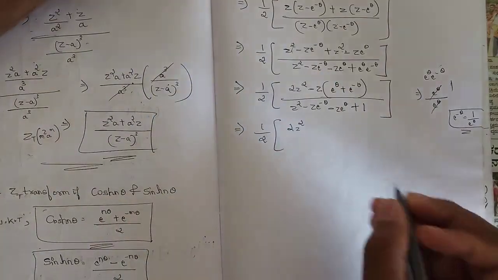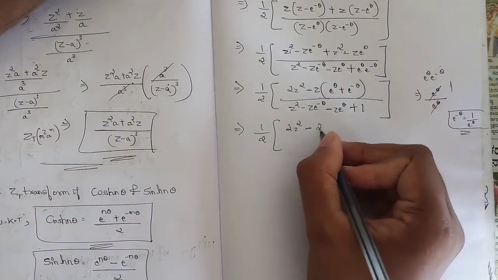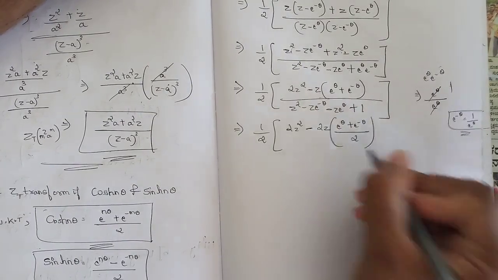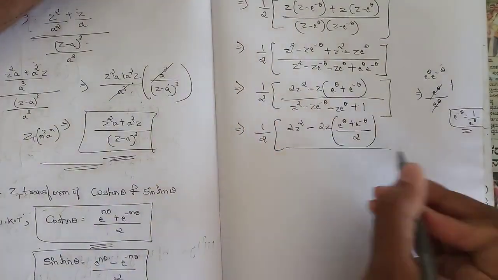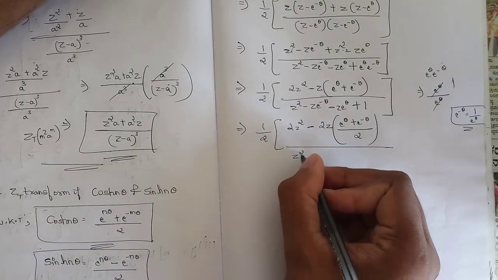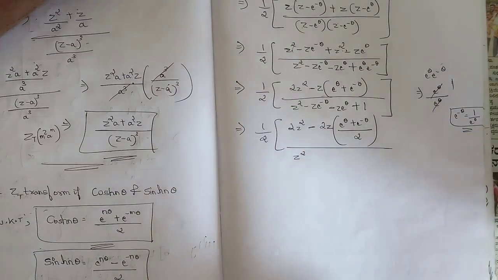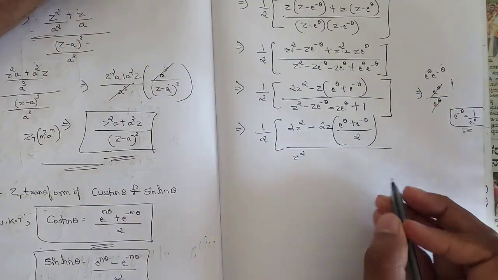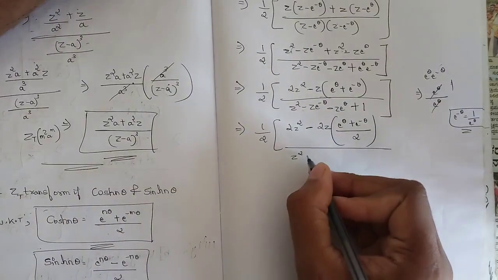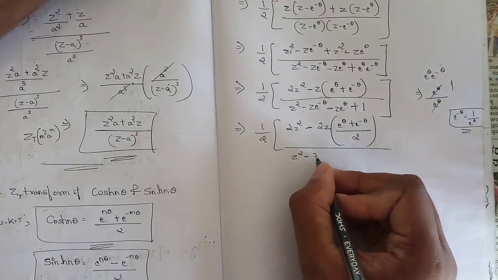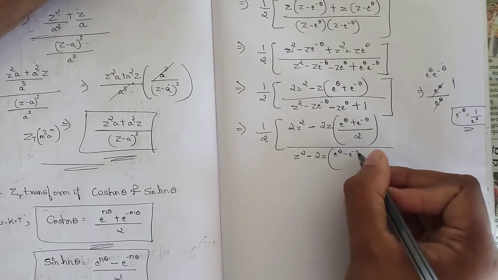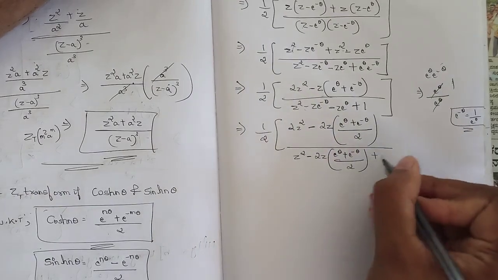That is 2z square remains as it is, minus, we need to multiply 2 here, into e power theta plus e power minus theta divided by 2. Okay, divided by the same term z square, and again in the denominator we can take z common, see that minus z we can take it common, and we can multiply 2 as well there to get the hyperbolic function, that is e power theta plus e power minus theta divided by 2 plus 1.